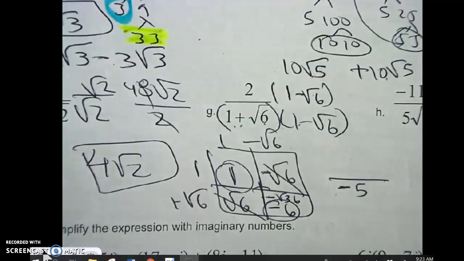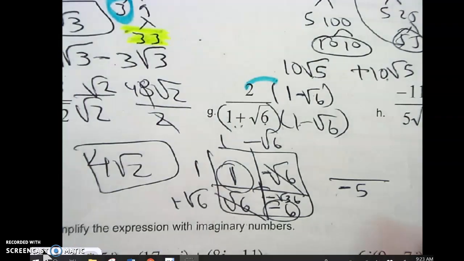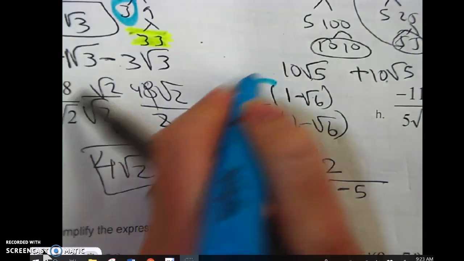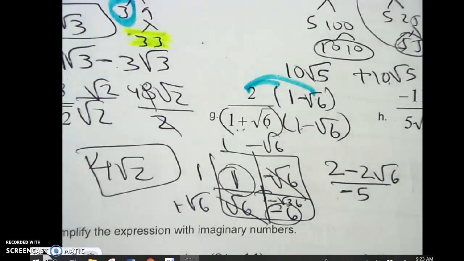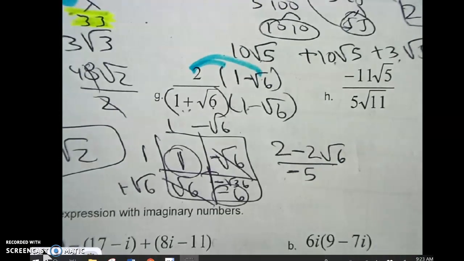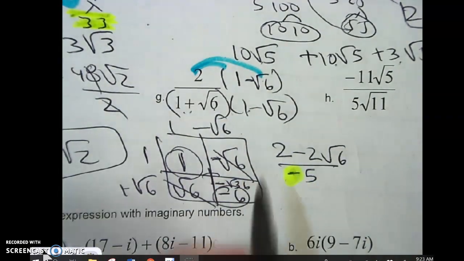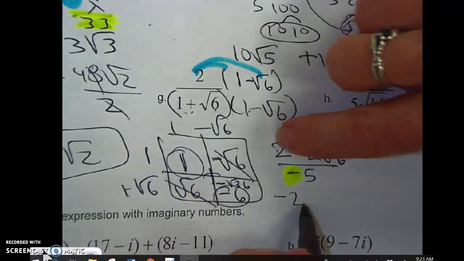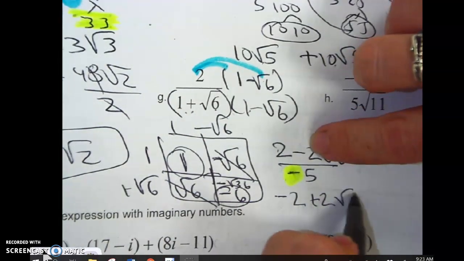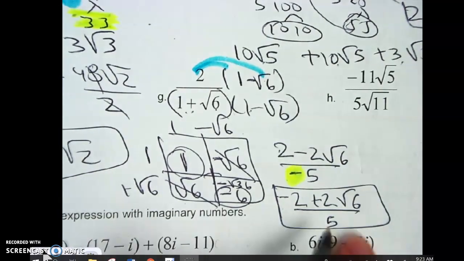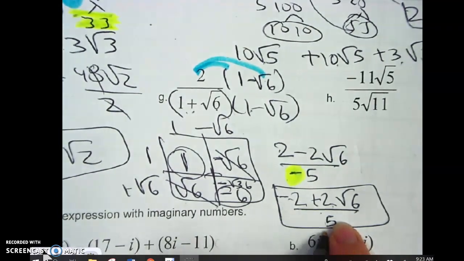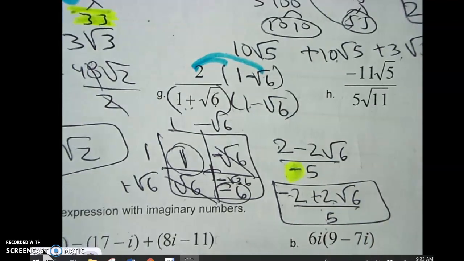And then now I'm going to distribute. 2 times 1 is 2. 2 times rad 6 is negative 2 rad 6. It's not my final answer because I don't like that negative on the bottom, so I need to give it to the top. And if I give it to the top, now it's positive and I'm a happy girl. If this was a 4, I could simplify, but since it's a 5, I'm all done.